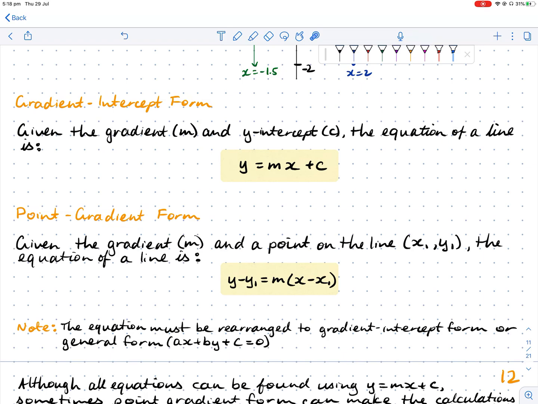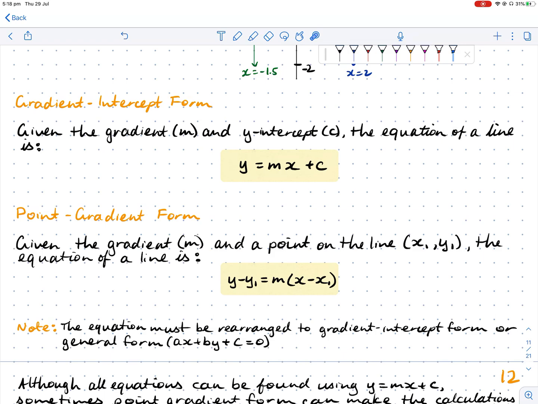So gradient intercept is well and good if we know what the gradient is and we can read off a y-intercept value. But more often than not, you might be just given a point somewhere on the line. So if I have a point and then the gradient, I can use this in order to work out what the equation of the line is.